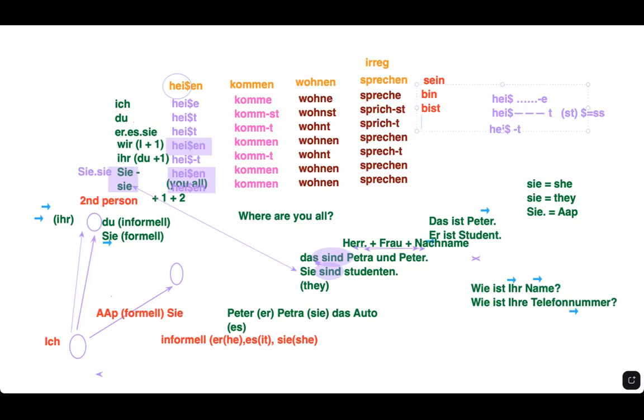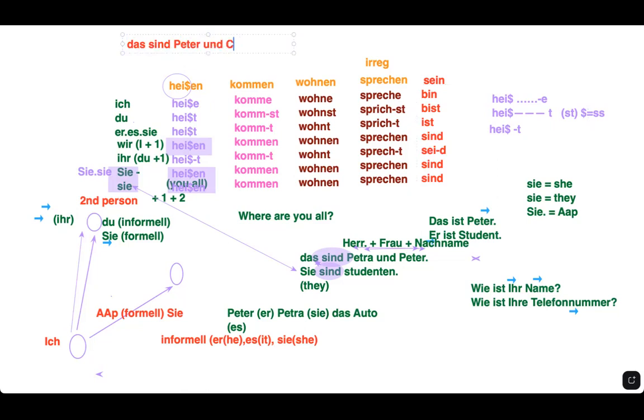Ich bin, du bist, er, sie, es ist. Wir sind. See, here also same thing, but instead of T here, they write D. Rule is same, stem of the verb, sei, D. Then you have sie sind. That's why you say, das sind Peter und Clara.